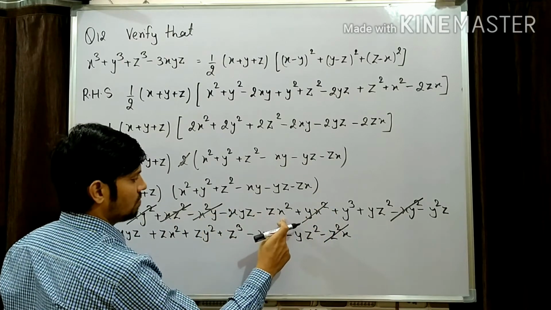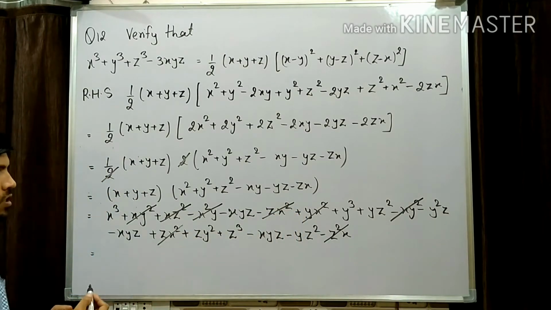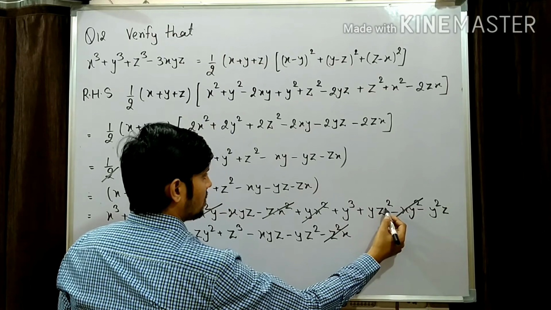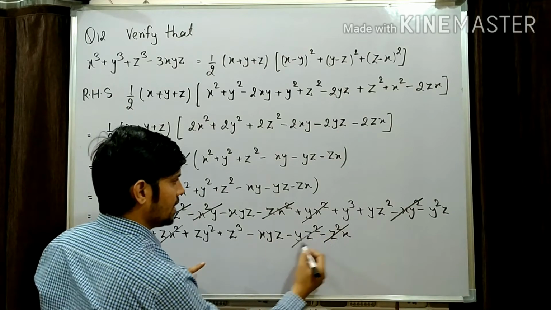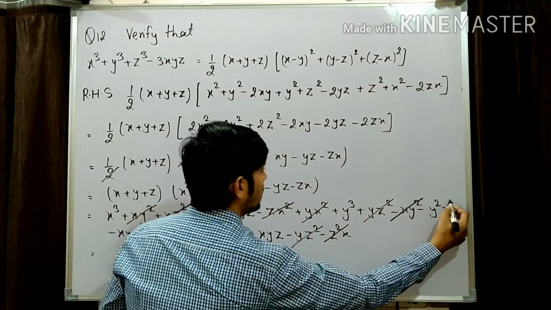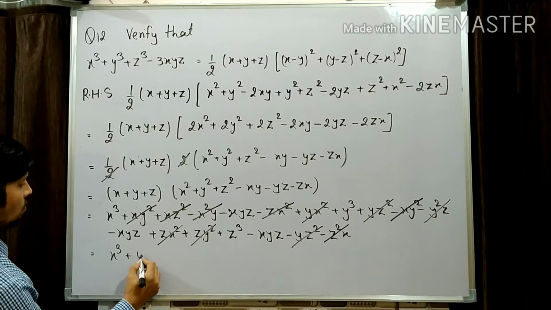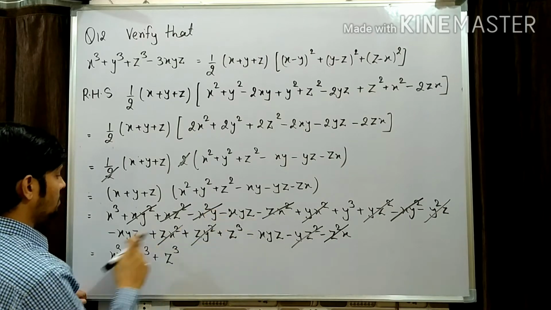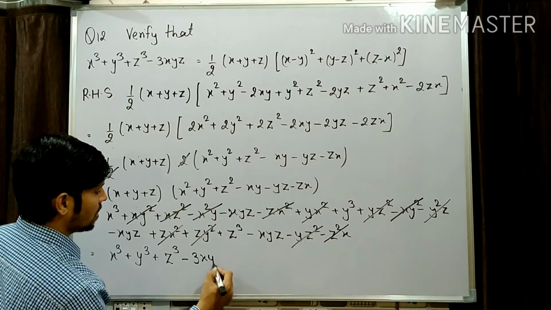This is zx square, and zx square is here, and this term cancels out because one is positive, one is negative. Similarly here, this is yz square, and yz square is here. These two terms will cancel out. Similarly, the rest of the terms will cancel. This term will cancel out by this term. What is left behind? We will see here x cube is left, y cube is left, z cube is left, and minus xyz and minus xyz is left. So we will add them, and this becomes minus 3xyz.